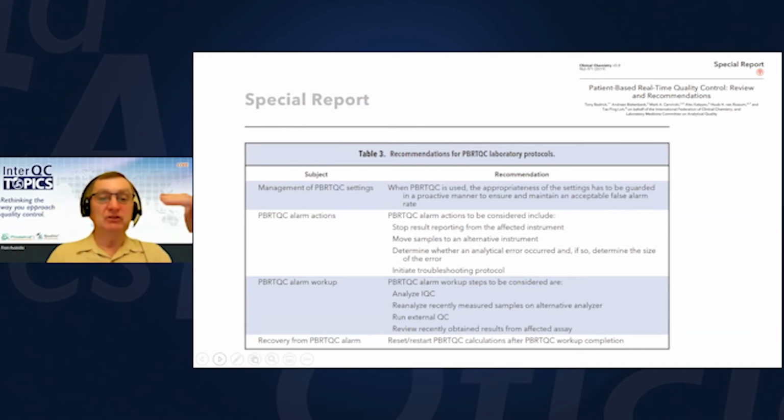And again, this is from another one of our papers. It suggests you should stop reporting, move samples to an alternate instrument, determine when the error occurred, detect the size of the error, and decide what you should do to troubleshoot the problem. And then how do you go through the alarm workup? There are some practical suggestions here as to what you should do if you've got an alarm with patient-based real-time QC. Most of this is common sense, but it's walking you through every process, just so there can be no questions about the validity of this process.